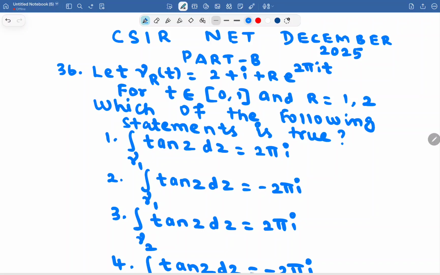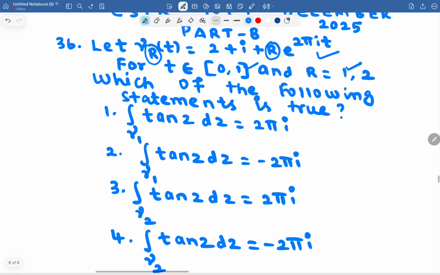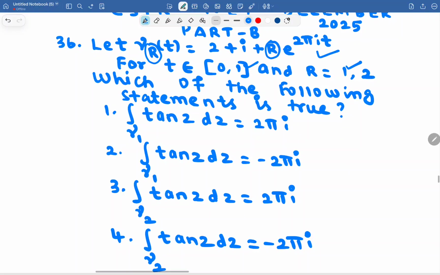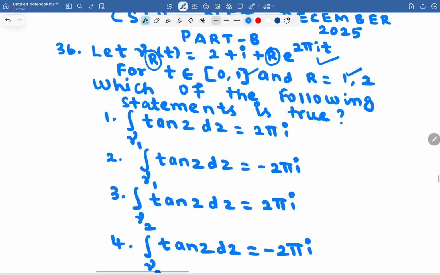It is given gamma of t equals 2 plus i plus r e power 2 pi i t. This r denotes the radius of the circle. Here the radius is given as 1 and 2. We have to check for both the radius values 1 and 2, and t belongs to the closed interval 0 comma 1. We have to check which one of the 4 options is true. Since the problem is from part B, only one option will be the correct option.